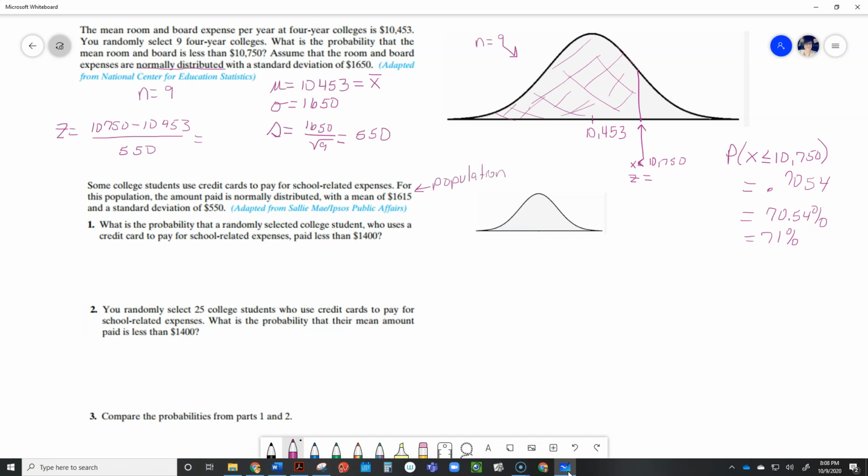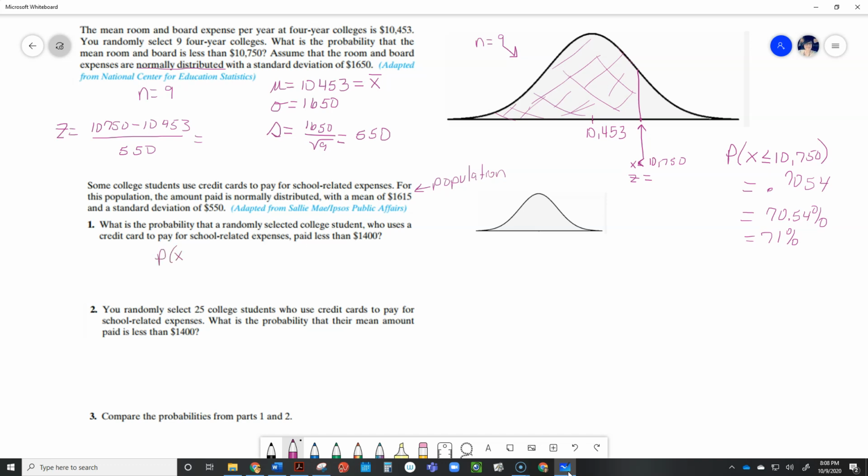And how do I know they're talking about a population? Well, one reason is because nowhere did they mention a sample size. So if they don't ever mention a sample size, by default, they're talking about a population. So what is the probability the randomly selected college student uses a credit card to pay for school paid less than 1,000?